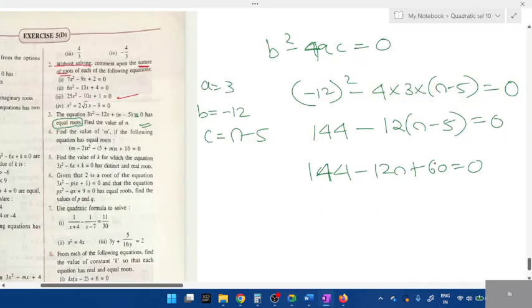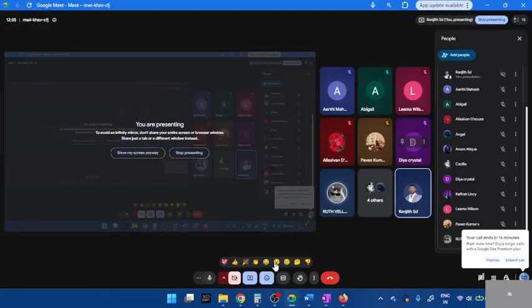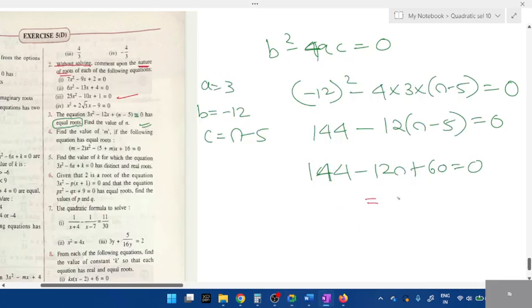How much is 144 plus 60? Response students. 204, and this minus 12 goes to the other side becomes, okay. See, you can write 204 divided by 12, right? What's the answer? 204 divided by 12? 17. All of you got 17 as the answer.